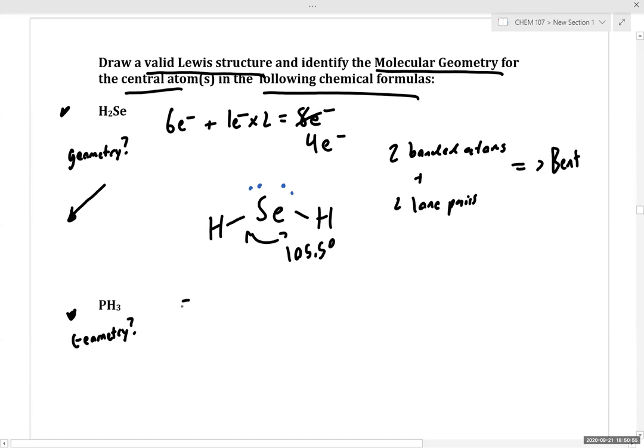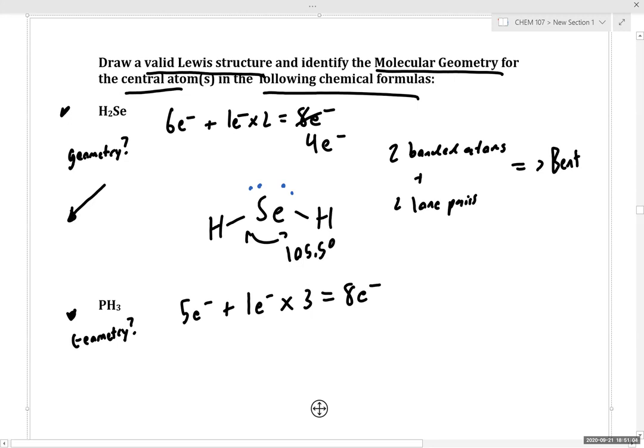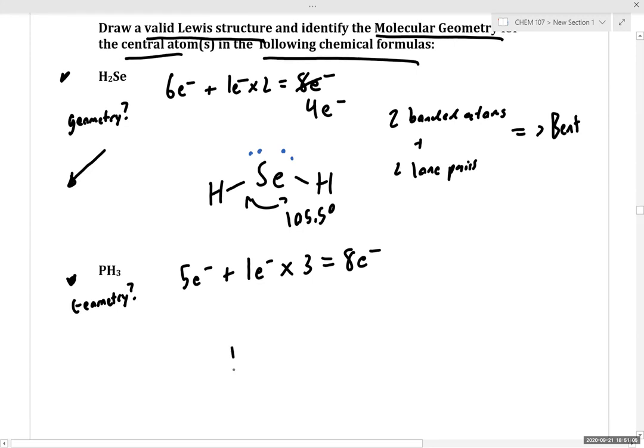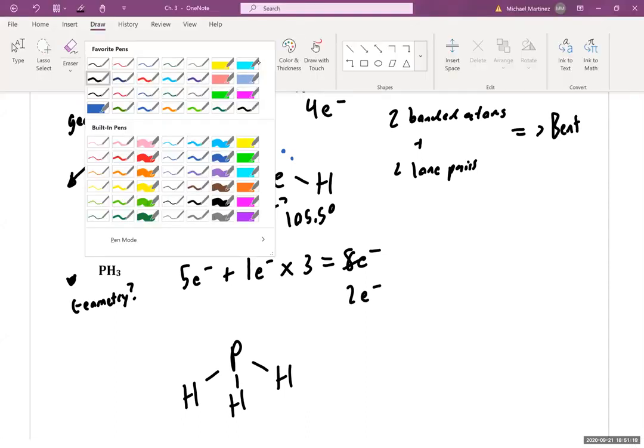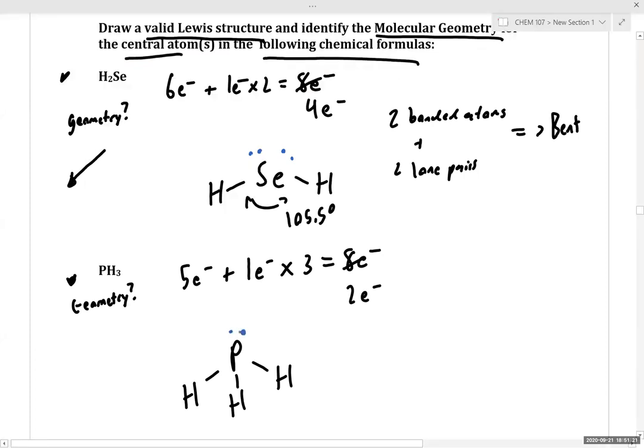PH3, so we have 5 electrons from phosphorus, we have 1 electron from hydrogen, and we have 3 hydrogens. That gives us 8 electrons in total. We place phosphorus in the center, we surround it with our 3 atoms, and then we form 1 bond each. We used up 6 electrons, we have 2 electrons remaining, and our 2 electrons go on our central atom of phosphorus.